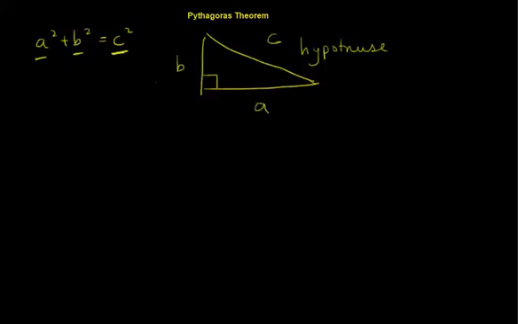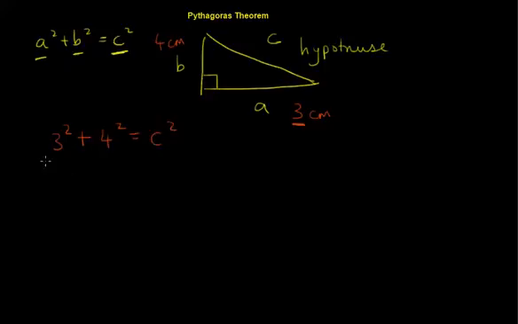So typically in the exam question they would give us, let's say, two sides. So I'm just going to put 3 centimeters here, for example, and 4 centimeters. And the question would say, find out what this side is. So we'd refer back to Pythagoras Theorem, which is a squared, so 3 squared, plus b squared, so 4 squared, is equal to c squared, which is what we want to find out.